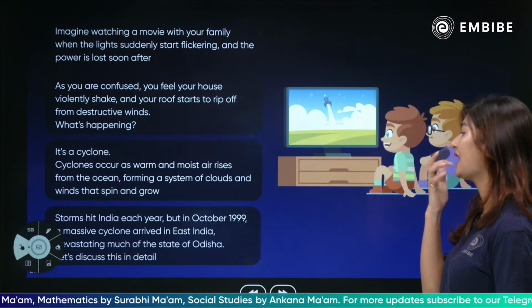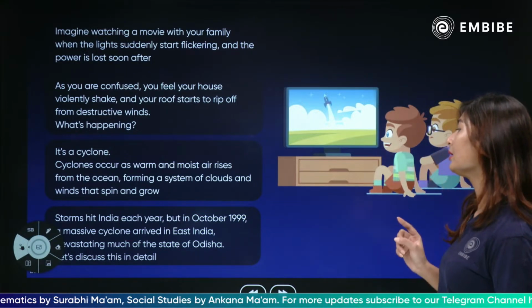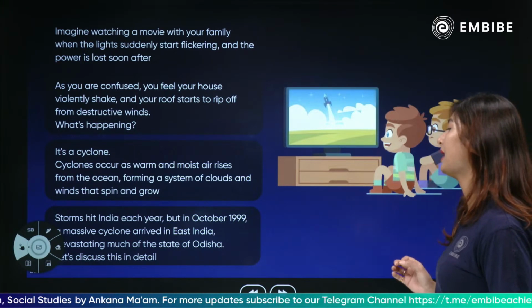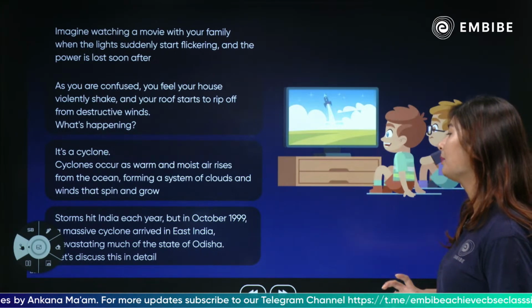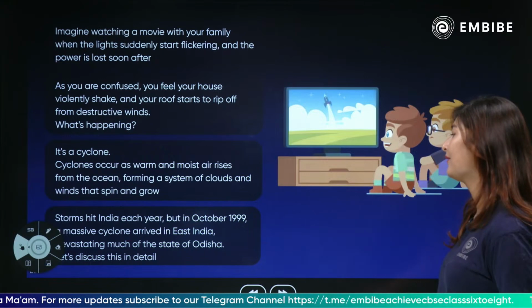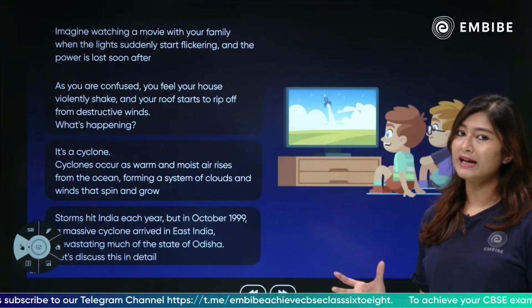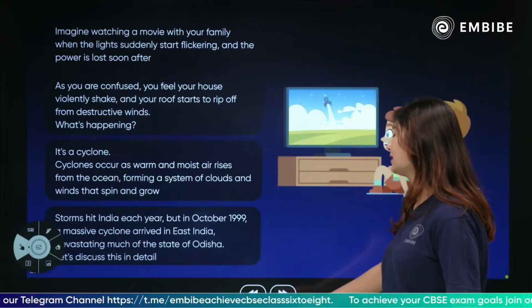Storms hit India each year, but in October of 1999, there was a massive cyclone that arrived on the eastern side of India, which devastated everything, especially the state of Orissa on that side. So what really happened? Let's get started and understand.